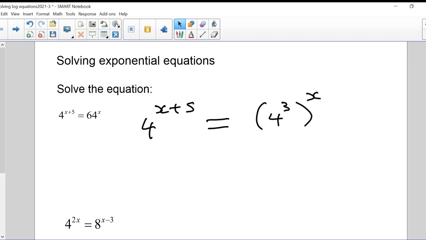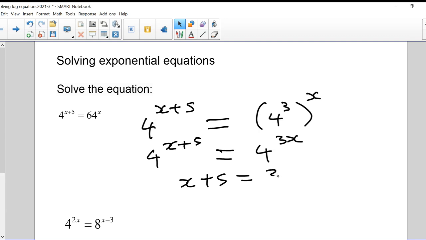And by the way, when I raise one power to another power, I can multiply those two exponents together. So this is actually 4 to the power of 3x. So 4 to the power of x plus 5 is equal to 4 to the power of 3x. Thank you, Emily and Joel. All right. So here's something that we just talked about a few minutes ago. If they both have the same base, which they do, then I don't need that base anymore. I can just take the exponents and set them equal to each other. So it means that x plus 5 is equal to 3x.